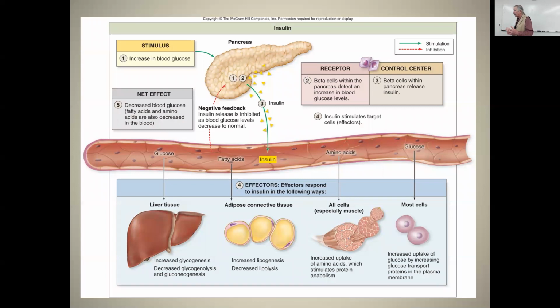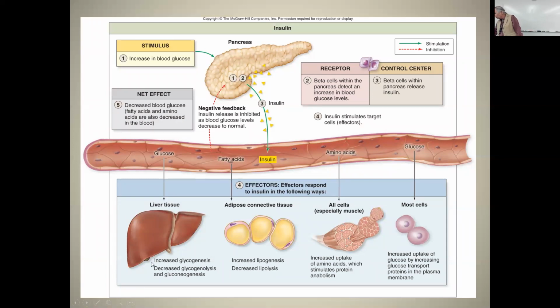So here's insulin: an increase in blood glucose stimulates insulin. That's really in the absorptive phase. When you've eaten, particularly carbohydrates, glucose goes up and stimulates it. The receptor and the control center are right in these islet cells, so they directly detect the increased glucose. They secrete insulin. What does it do?